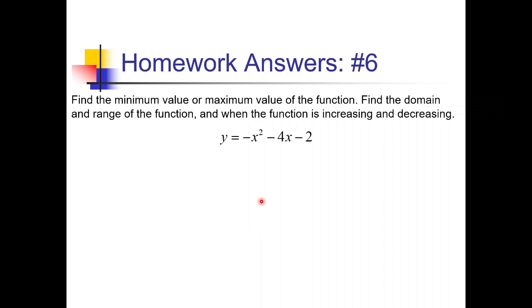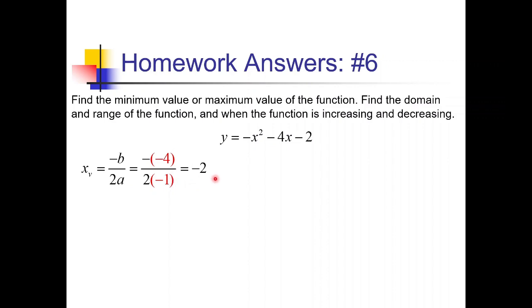For this problem, I want to find the min or max of this function along with domain, range, and increasing, decreasing. To get all that information, it would be helpful to know the vertex and which direction this thing is opening. So since we're in standard form for the vertex, I'm going to go with negative b over 2a to get the x value of my vertex. That's going to be negative 4 over 2 times negative 1. So that's 4 over negative 2, which is negative 2.